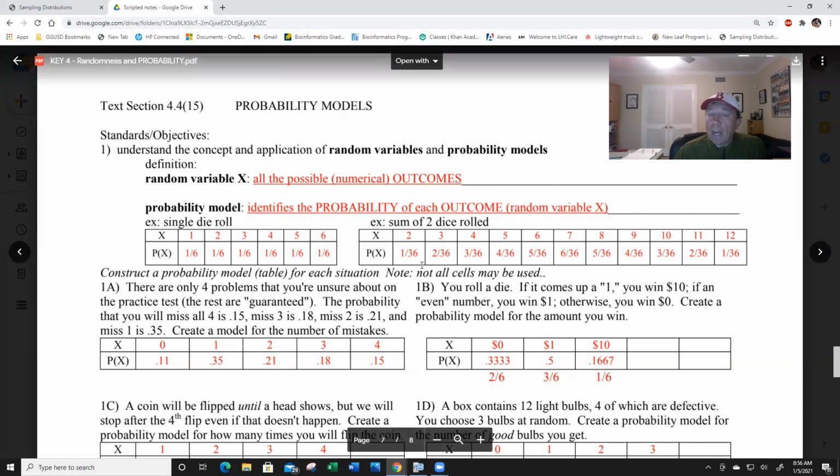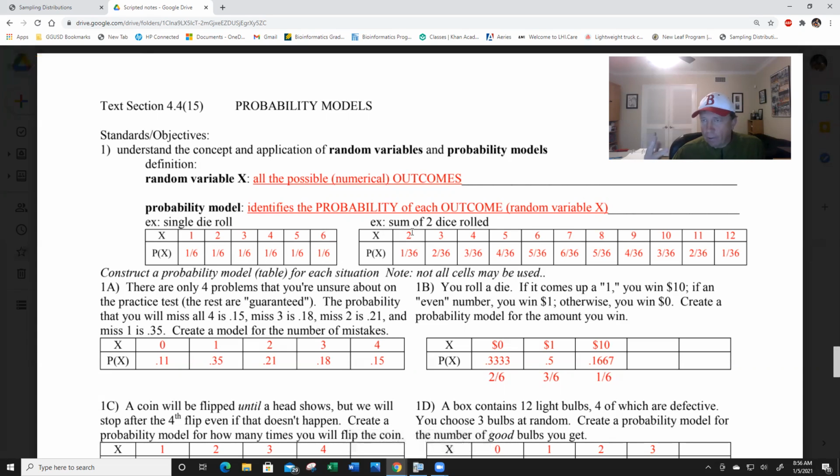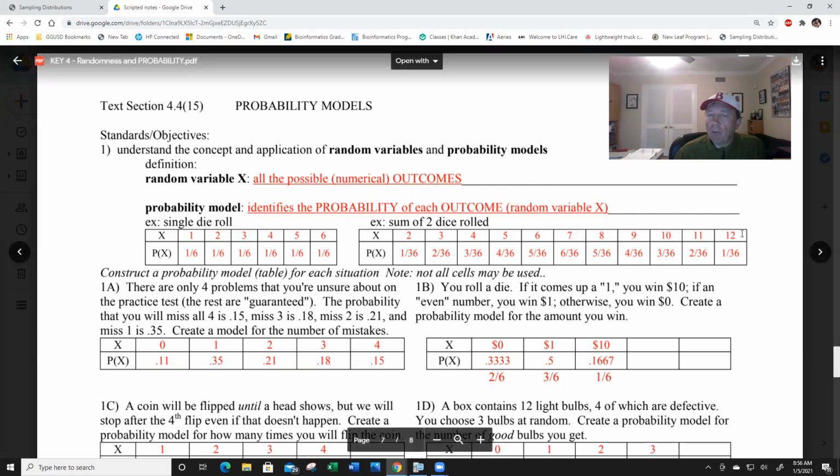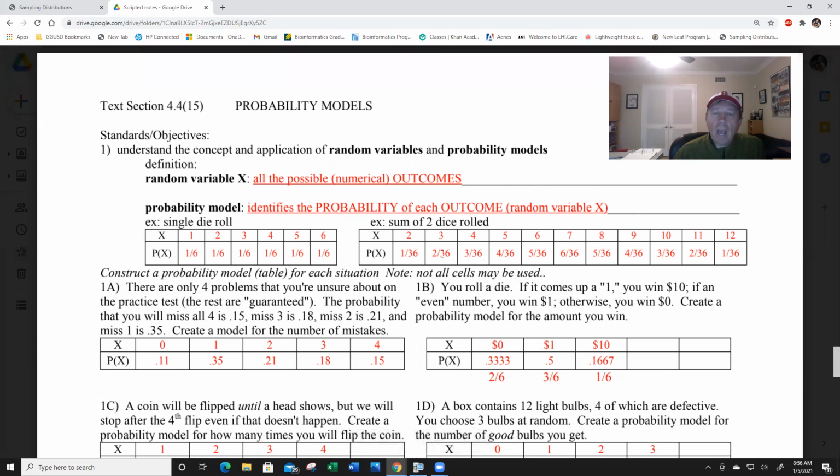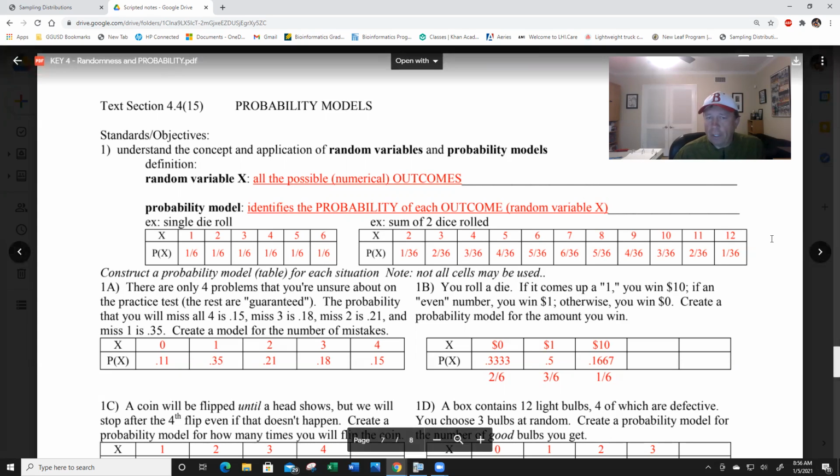When you roll 2 dice, you can get their sum. You can get a 2 through 12, okay? 2s and 12s are hard to get. 7s are really common, as you can see. If you add all those fractions, you will get 36 out of 36, okay?